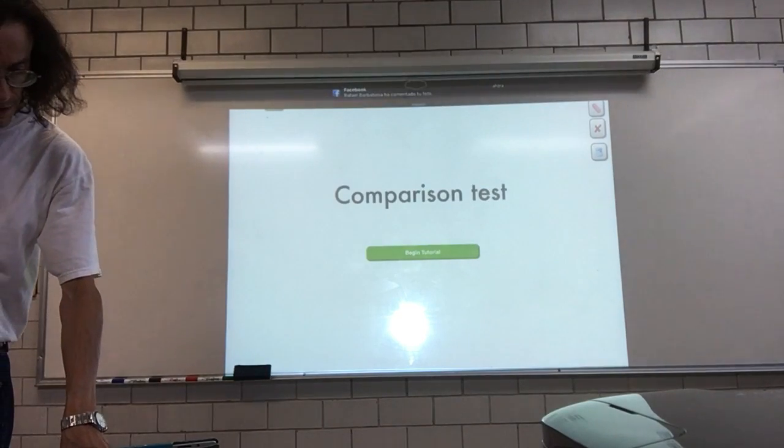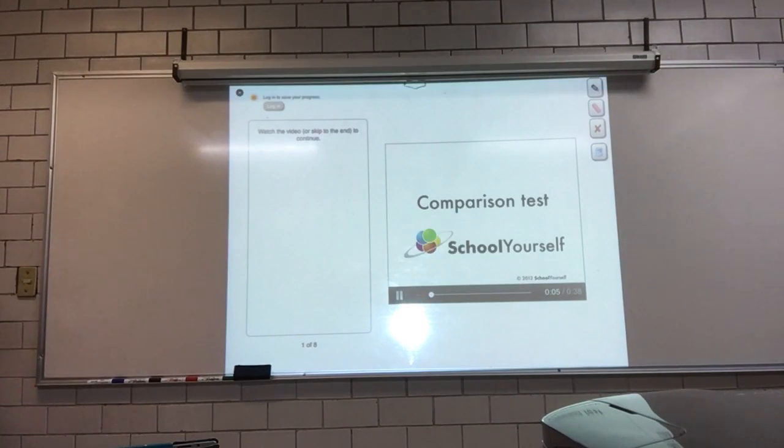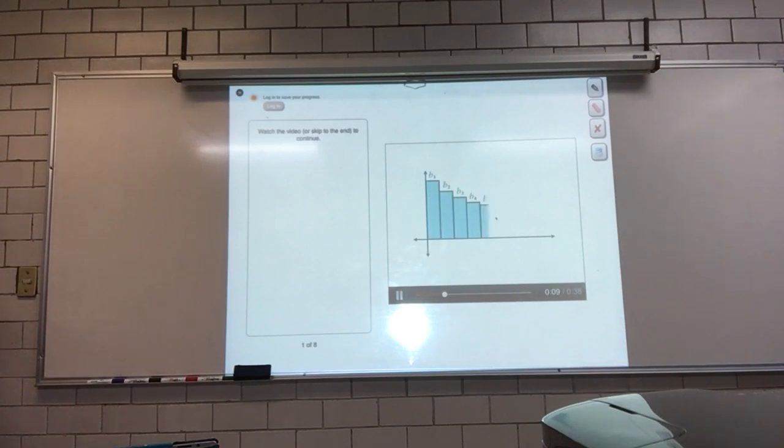De comparación de series. In this tutorial, we'll introduce the comparison test, which can help you determine if a series converges or diverges. Let's say the heights of these bars represent the infinite series of b's, so b1, b2, b3, and so on. If you add up all the areas of the bars, you'll get the sum of this series. Now, here are the terms of another infinite series, the a's. And a1 is less than b1, a2 is less than b2, a3 is less than b3, and so on. Let's say that all the a's are less than the corresponding b's.